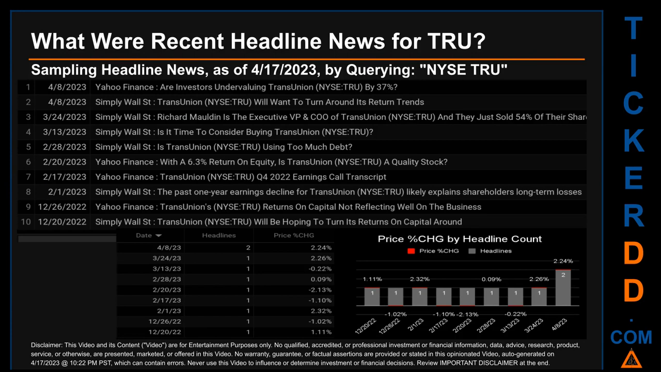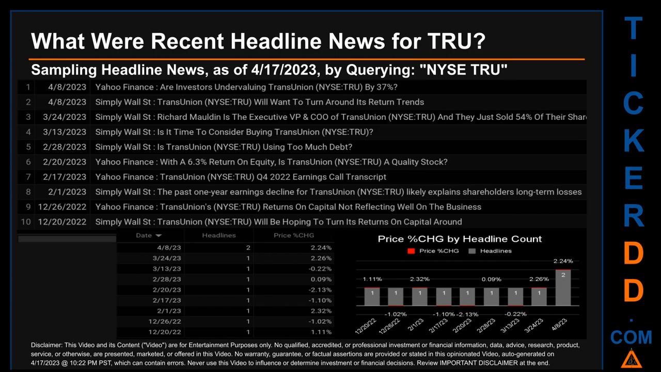The oldest publication was on Tuesday, December 20, 2022, 4 months and 28 days ago, when Simply Wall Street published the headline that read, "TransUnion will be hoping to turn its returns on capital around." The latest publication date was the day with the most found headlines. The day saw a price change of 2.24% after the ticker opened the day trading at $61.05 and then closed at $62.42.